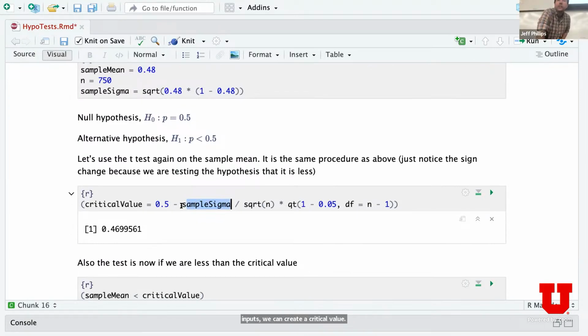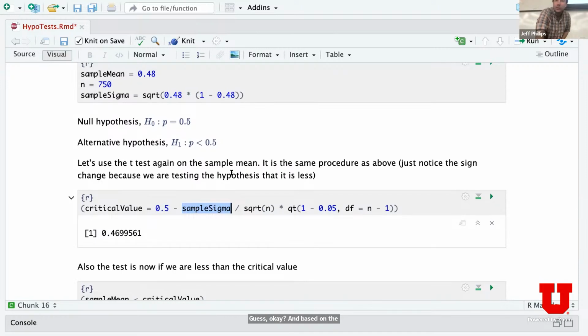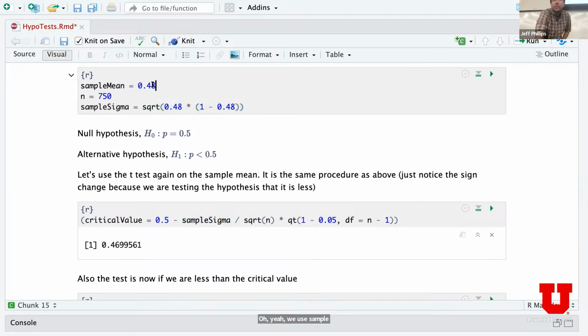This is the null hypothesis guess, and based on the sample standard deviation, we use the sample sigma. The sample mean was 0.48, and we can directly calculate the variance, which would be 0.48 times (1 minus 0.48), and then the sample standard deviation is the square root of that. So we can directly calculate this here.